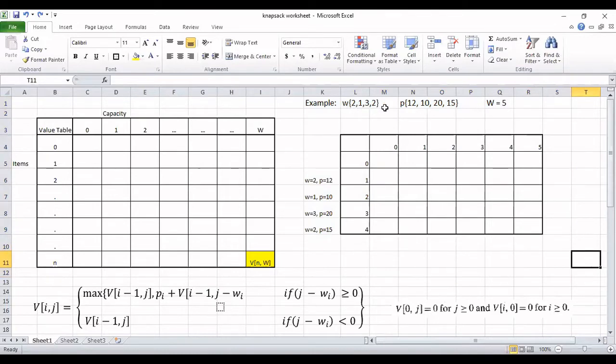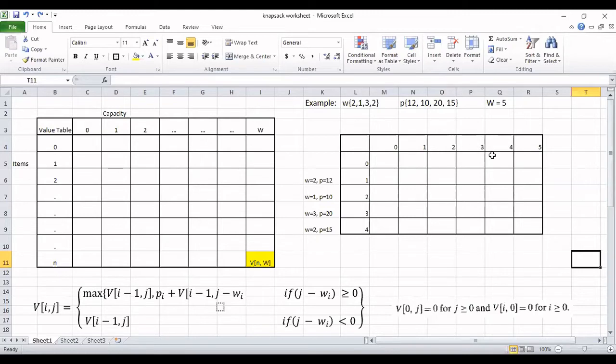So how many items do we have? We have four items. We can identify that based on the number of entries available in the weight array or price array. Here the number of entries is 4, so we conclude that there are 4 items, and we have 4 item prices. And capital W indicates the capacity of the knapsack, which is 5. So we have 4 items and 5 is the capacity of the knapsack.